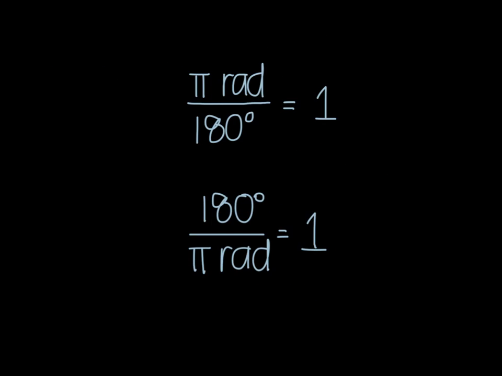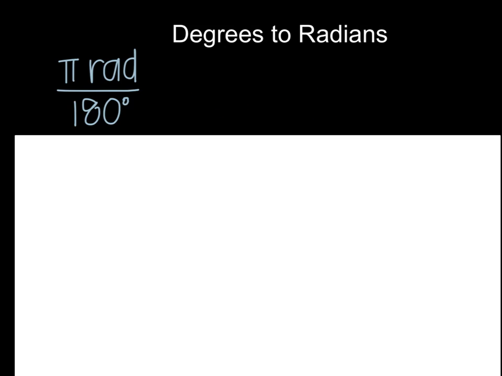To convert degrees to radians and vice versa, all you have to remember is pi radians and 180 degrees both equal a straight angle. Therefore, pi rads divided by 180 degrees equals 1, and 180 degrees over pi rads equals 1. We can use these to convert degrees to radians and radians to degrees. To convert degrees to radians, we want to use the equation pi rads divided by 180 degrees.